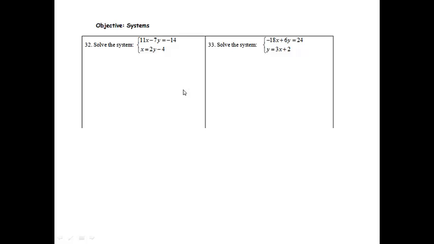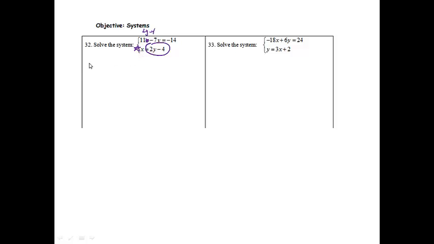Number 32, this is all systems. Solve the system. 11x minus 7y equals negative 14 and x equals 2y minus 14. Since I've got an x equals, I'm going to use substitution, and I'm going to star the x. Since the star is right next to the x, I get to replace the x with 2y minus 4, and I could have circled the 2y minus 4.